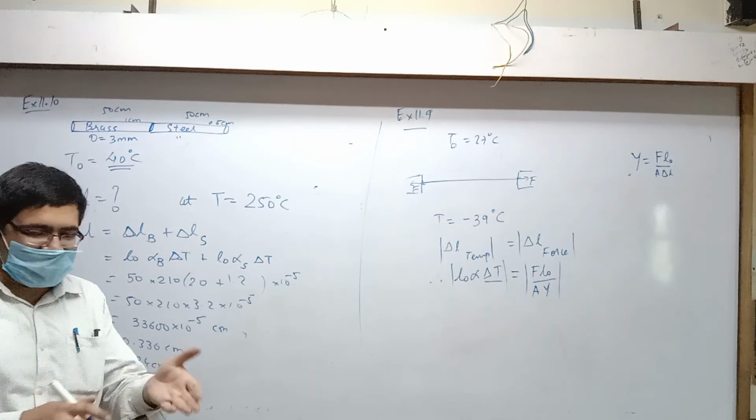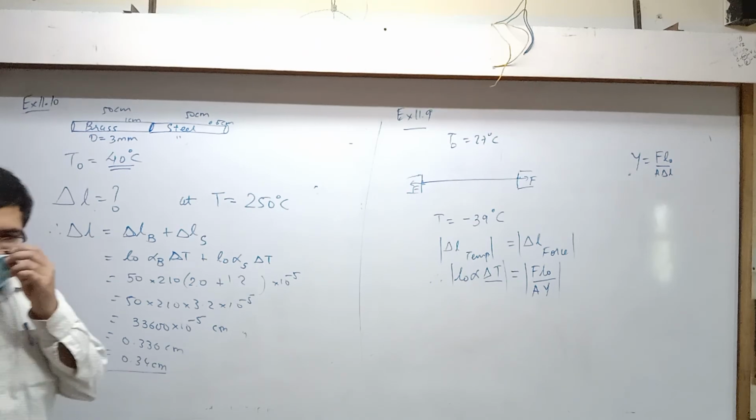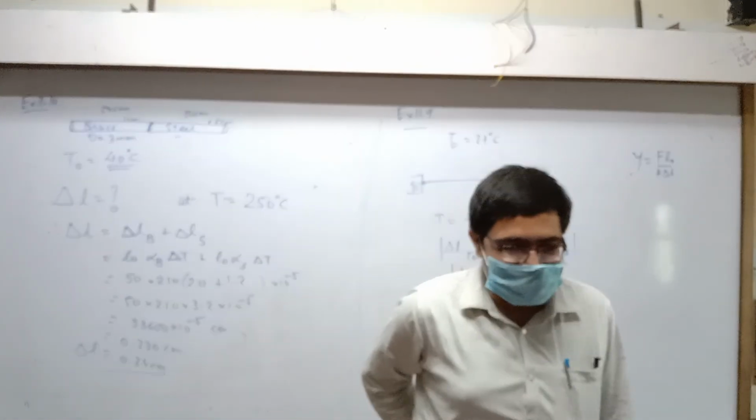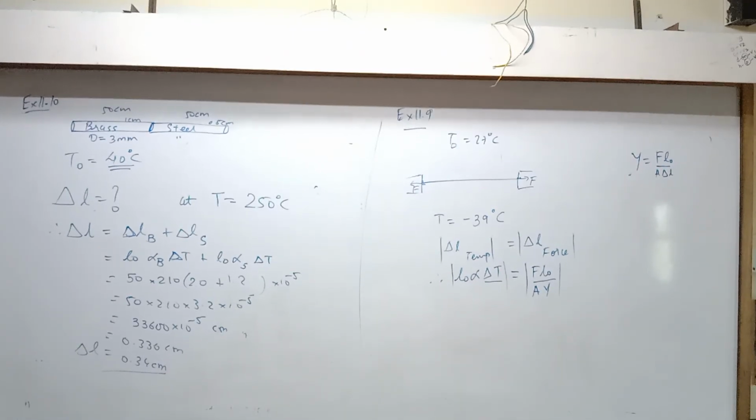Does the question really say that you have to find the individual length changes? What's the question? Do you have to find delta L of steel and delta L of brass? What is the change in length of the combined rod? No. Okay, that's it, right?